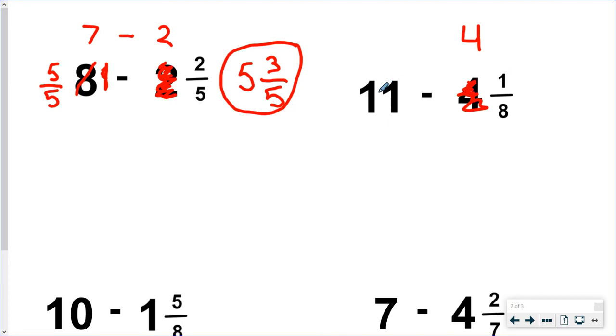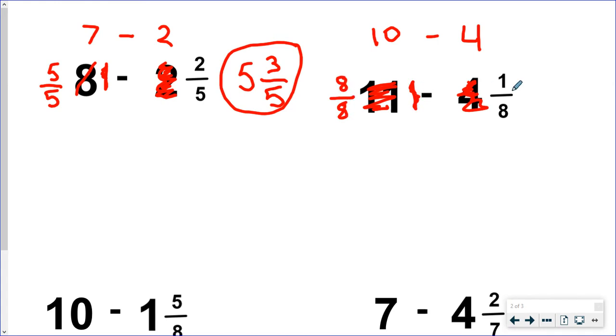I'm going to borrow 1 from the 11, and so I borrow my 1 from 11, and the other 10 I'm going to put up here because ultimately I'm going to subtract these 2 numbers at the very end, okay? Then I'm going to change the 1 where the denominator is 8. Well, that would change to 8 over 8. Again, anytime the top number and the bottom number are the same number, 8/8 is equal to 1, okay?